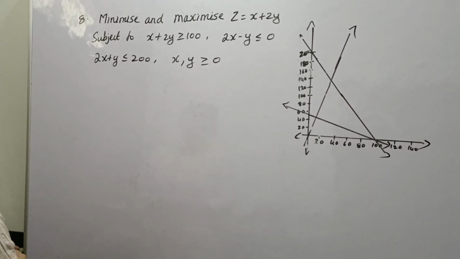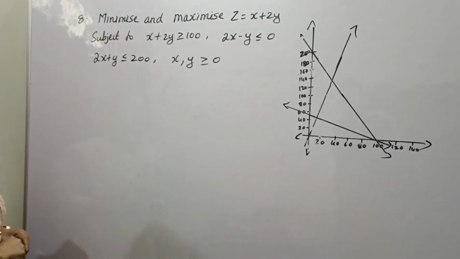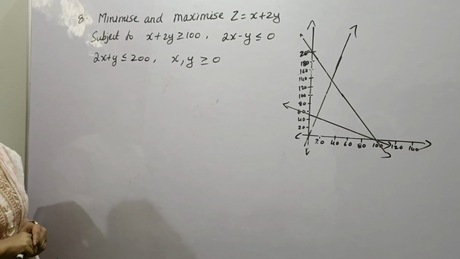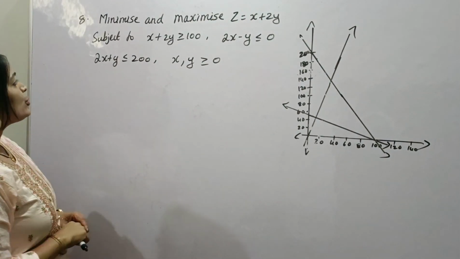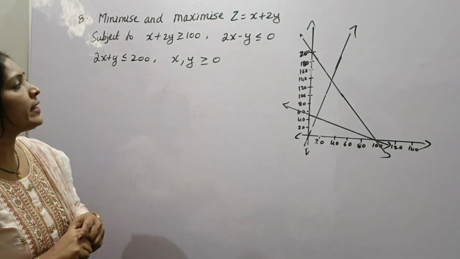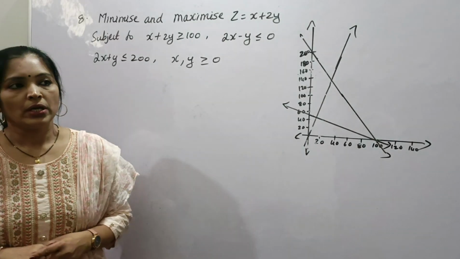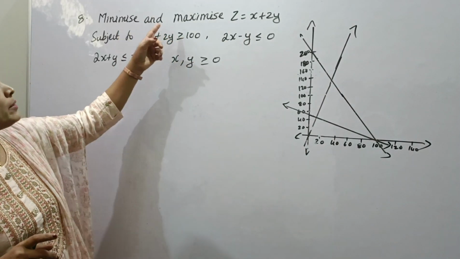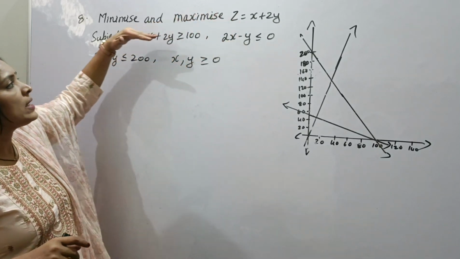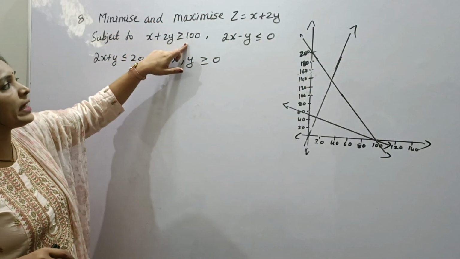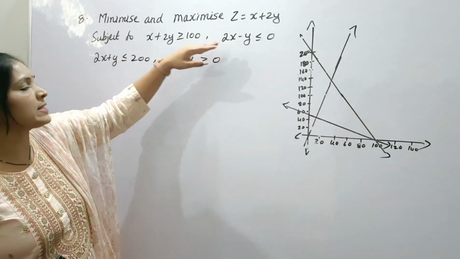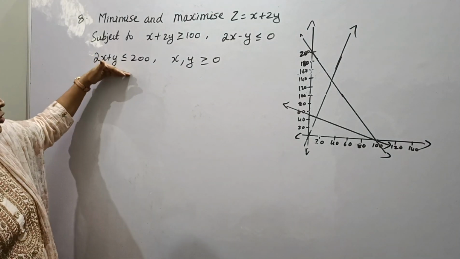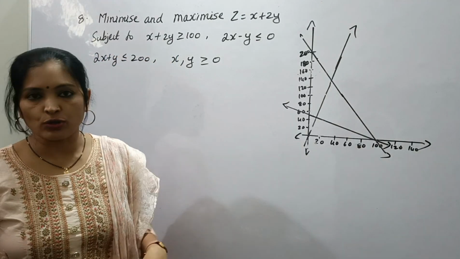Minimize and maximize Z equals x plus 2y subject to x plus 2y greater than or equal to 100, 2x minus y less than or equal to 0, 2x plus y less than or equal to 200, x, y greater than or equal to 0. So here the given objective function is to maximize and minimize Z equals x plus 2y. Constraints are x plus 2y greater than or equal to 100, 2x minus y less than or equal to 0, 2x plus y less than or equal to 200, x, y greater than or equal to 0.